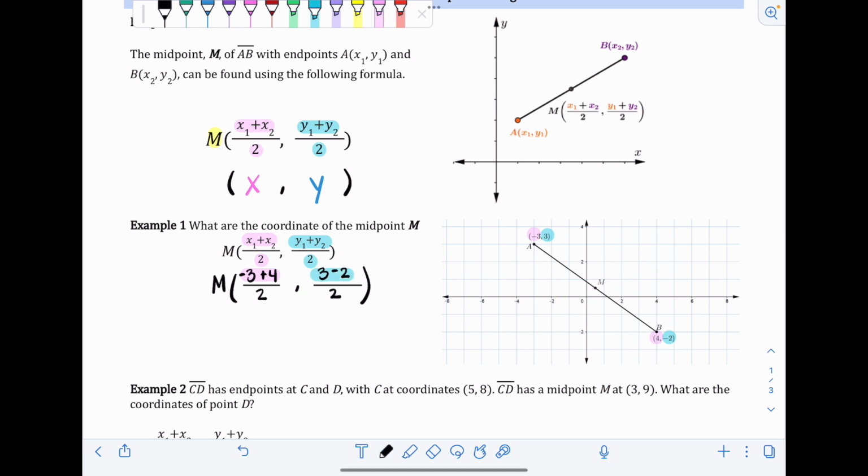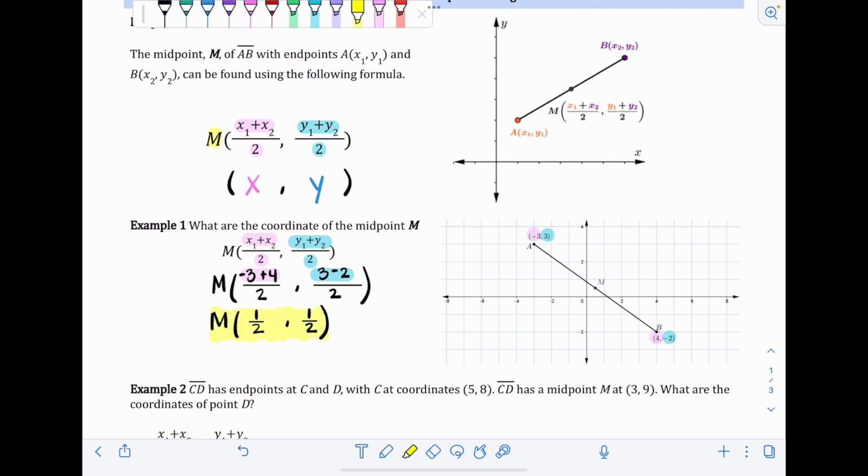And then from there we just simplify. So the midpoint is, if I add my x coordinates, -3 plus 4 is 1 over 2. And on my y values, 3 minus 2 is also 1 over 2. So the midpoint is at (1/2, 1/2).